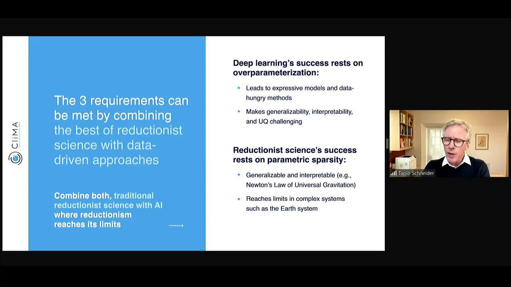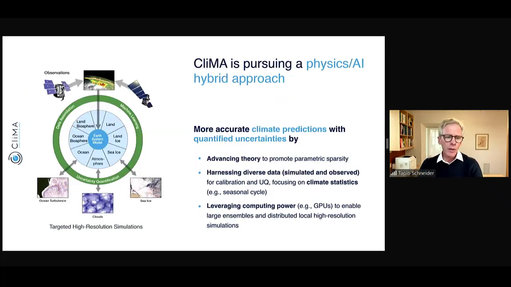So I think the way forward is to combine the best of both worlds. And in the CLIMA project, we are doing that. We're building an Earth system model that's process-based, but where parameterizations are to a large extent new and built from the outset so that they can learn effectively from data, but are physics-based, chemistry-based, biology-based. We're harnessing diverse data, simulated and observed data, for calibration and uncertainty quantification, focusing on climate statistics like the seasonal cycle, and use computing power where we can, for example, to generate high-resolution simulations.